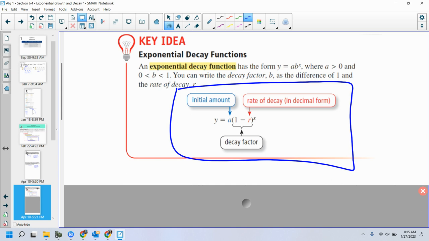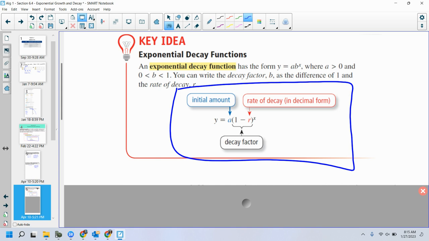What is the only difference between growth and decay formula? What's the only difference, Maddie? Yeah, you subtract instead of add. You are subtracting from one rather than adding from one. Now that's a really interesting point because in an exponential growth, my base is going to be bigger than 1, right? So I'm continually multiplying by a number greater than 1. So it's only going to make things get bigger and bigger and bigger.